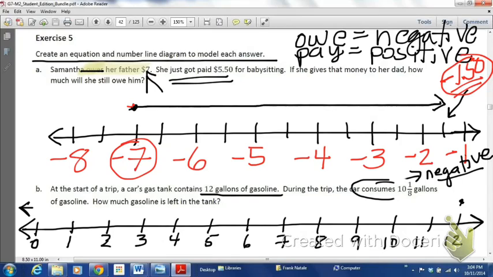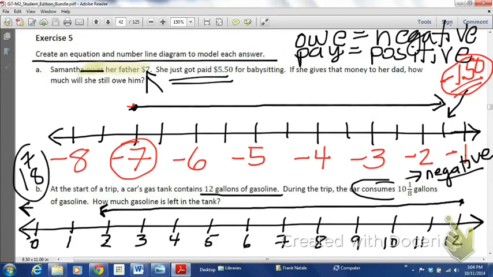So anyway, the car consumes 10 1/8 gallons of gasoline. All we have to do is go back 10 1/8. So we have 1, 2, 3, 4, 5, 6, 7, 8, 9, 10, and then here's 1/8 right about there. So what do I have left? Oh boy, I have no room. I have 1 7/8 gallons left, and that's about right there.